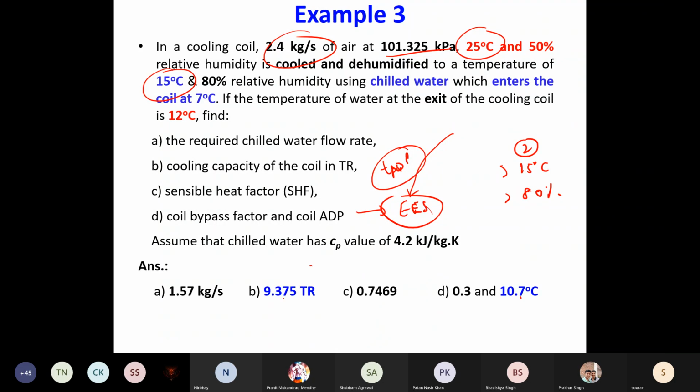So these answers are given, so you can just tally once you solve the same problems at home. What is interesting is to see the coil bypass factor. Bypass factor is 0.3, so it is 70% effective, and the coil ADP is 10.7, so somewhere in between 7 and 12.